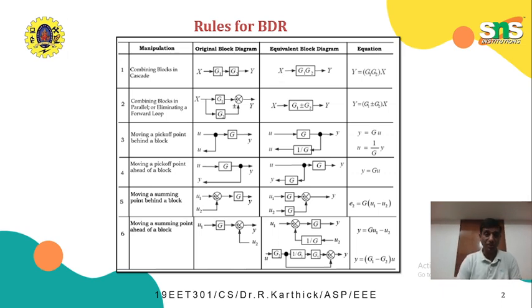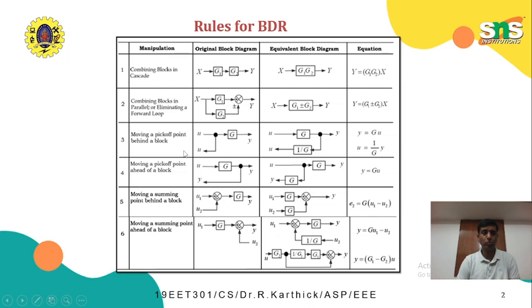It is cascading blocks. The second one is combining blocks in parallel or eliminating a feed forward path. The basic difference between a feedback path and a feed forward path is that here you can see the signal is fed forward in the block diagram. So in this case, the transfer functions G1 and G2 can simply be added or subtracted based on the signal which is added or subtracted. So in cascading, we multiply two blocks, that is two transfer functions, and in combining parallel blocks, we just add or subtract two signals. In both cases, the output of the original block diagram and the equivalent block diagram remains the same.